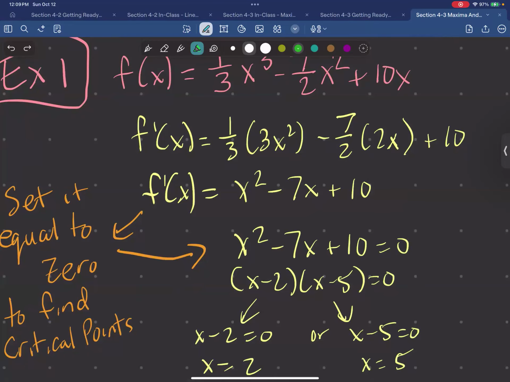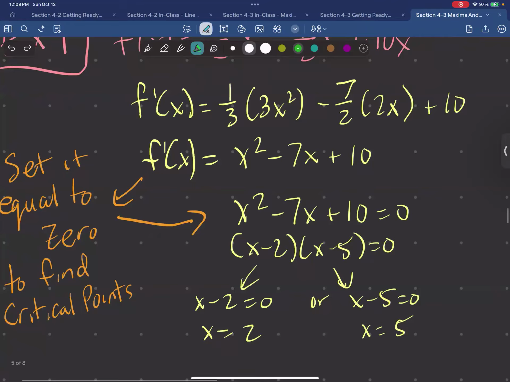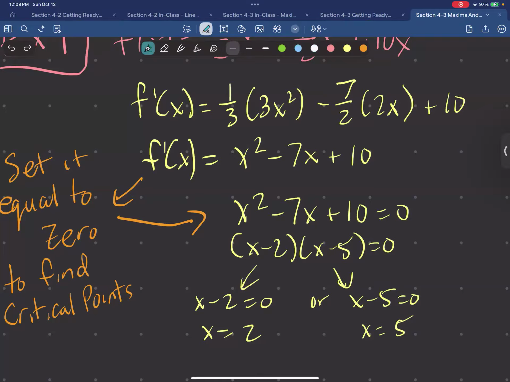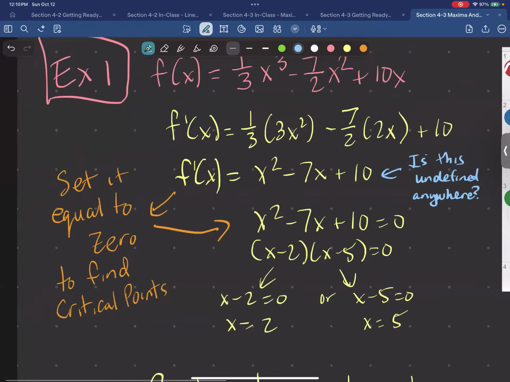So we can factor it to x minus 2 times x minus 5 equals 0. We use the zero product rule, go down each branch, and we get x equals 2 or x equals 5. Those are our critical points. We also check for where it's undefined. Is this undefined anywhere? If you said no, you're right, because that is a polynomial, and polynomials are continuous everywhere, which means it's not undefined anywhere. Okay, so we've got our critical points: x equals 2, x equals 5.